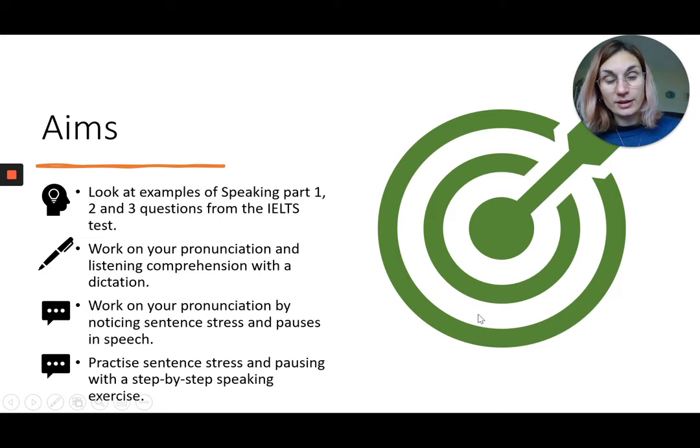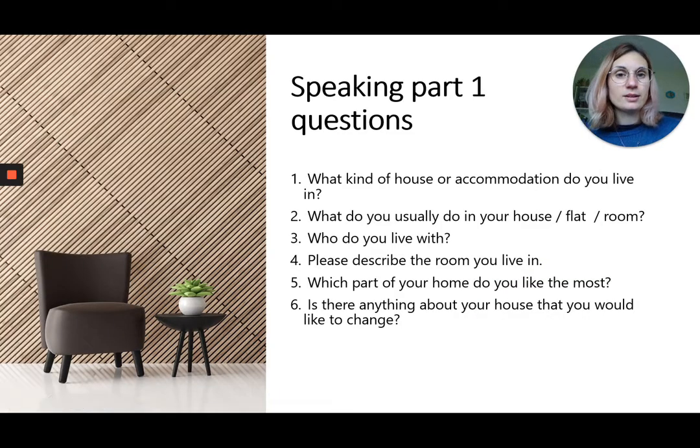So let's get started. Here are some examples of speaking part 1 questions. These are some common questions that could appear in your IELTS. For example, what kind of house or accommodation do you live in? What do you usually do in your house, flat, room? Who do you live with? Please describe the room you live in. Which part of your home do you like the most? Is there anything about your house that you would like to change?